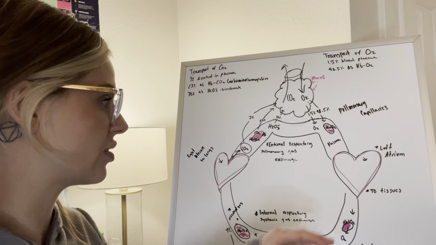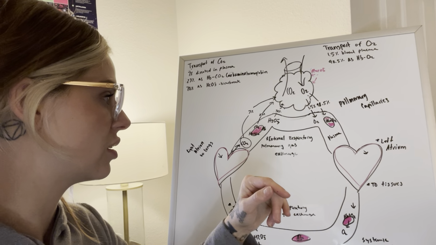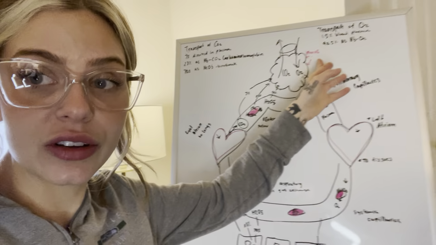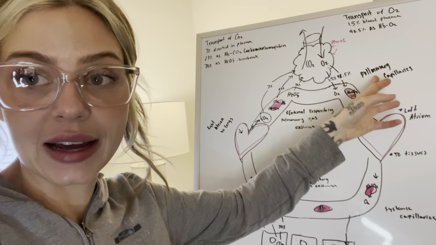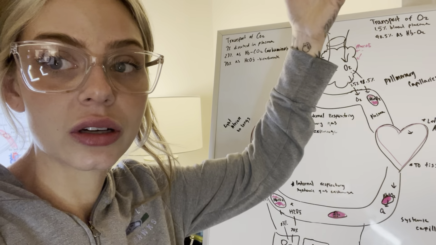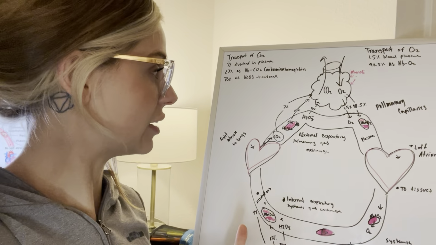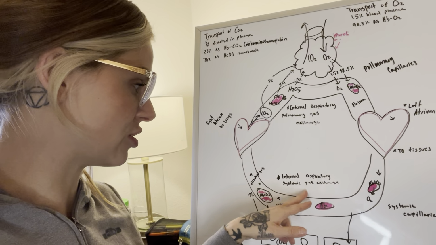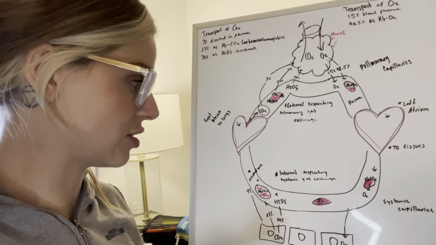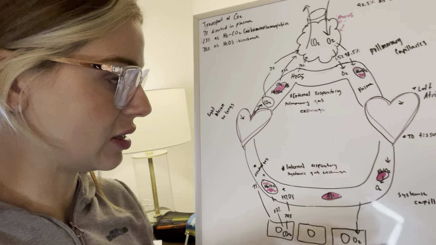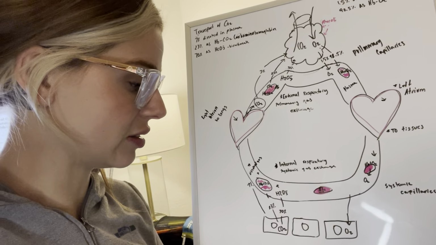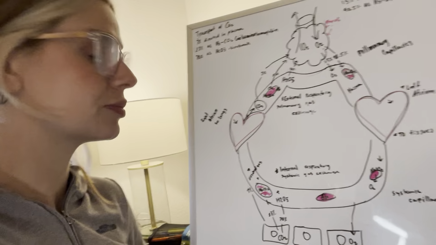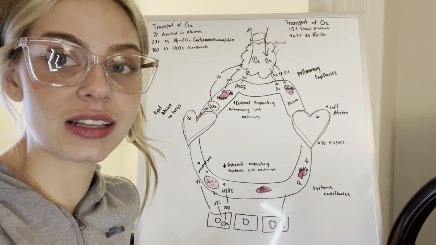As you see right here, this is external respiratory pulmonary gas exchange. This is happening from the alveoli to the pulmonary capillaries, so that's when we're taking it in. Down here is going to be our internal respiratory gas exchange, and this is happening between systemic capillaries and our systemic tissue cells for cellular respiration. I hope that makes more sense.